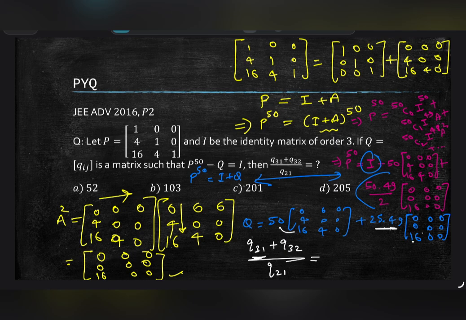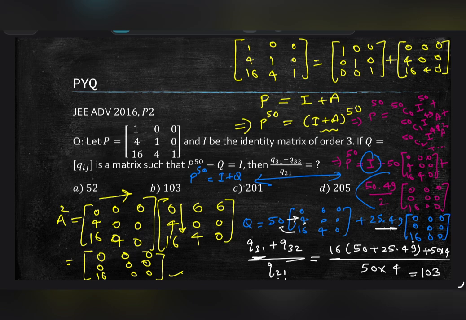So basically how much will we get? 16 we can take common: 16 into 25 into 49, plus 50 into 4, divided by Q21. Q21 means second row first column, so we get 50 into 4, and on that side it's 0. If you do the calculation, the answer will be 103. So option B will be the correct answer. Thank you.